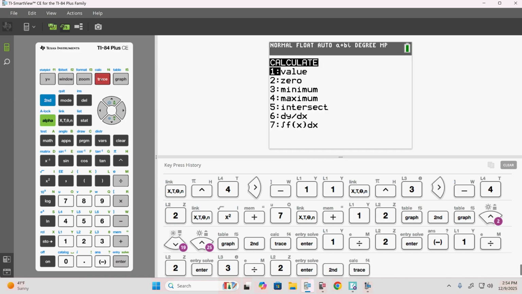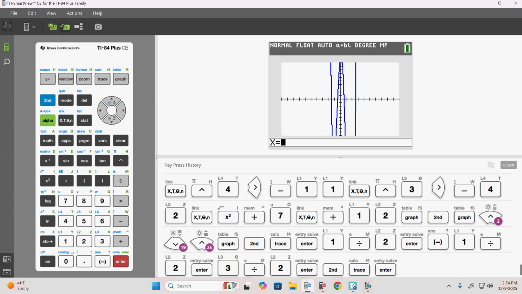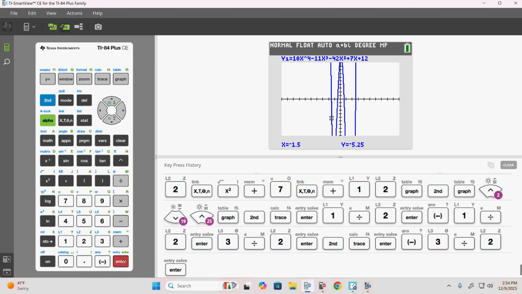Ready? Second trace. Now the first one says value. Select it. So what this is doing is letting us plug values of x in to see what their corresponding y value is. Now the next one we're going to try is -3/2. And when x is -3/2, it tells us the y value is -5.25. So that's not a solution because we need it to be 0.